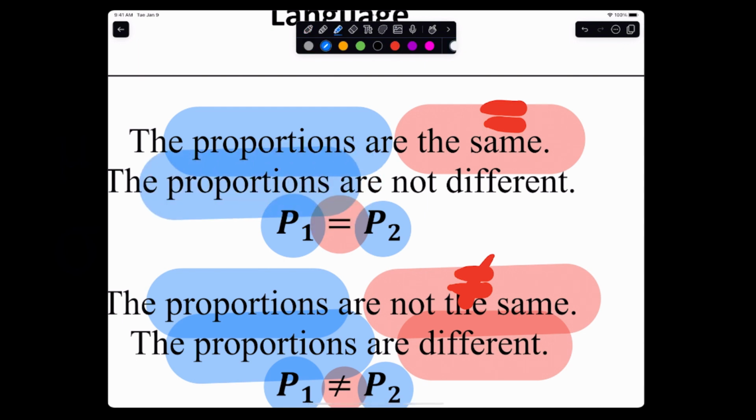Here, proportions are, and this is going to be for some people the hardest one. If they say the proportions are not different, what does it mean if you say to somebody, hey, I'm not different? You're saying they are the same, they're equal, yes. Not being different means you are the same. All right, you guys okay with that?